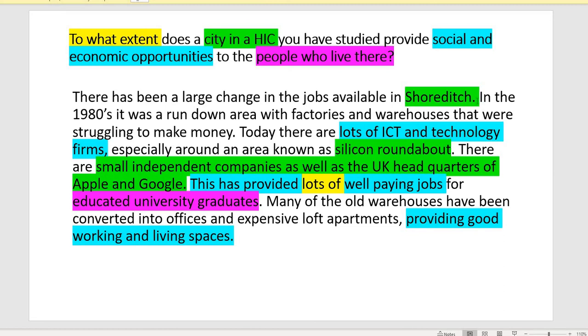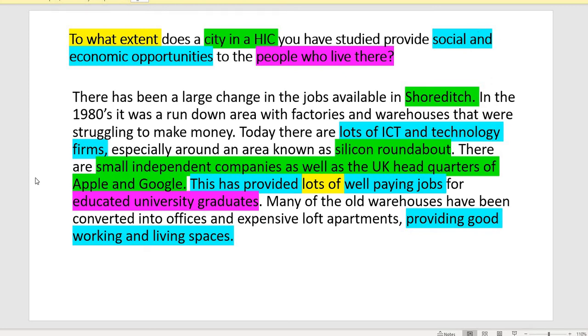Because we've mentioned Shoreditch again, okay? And then we've talked about real things that are in Shoreditch. We've talked about the Silicon Roundabout area and the different companies that have set up. We've got a little bit of extent because I've said it's got lots of well-paying jobs, okay? We have talked about some of the people who live there. We're talking about educated university graduates, those young professionals again. And we've got lots of examples of the economic and social opportunities.